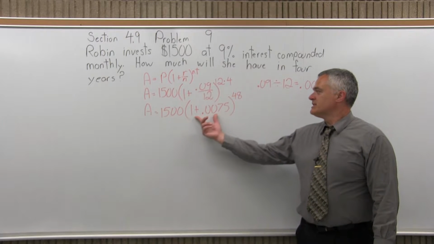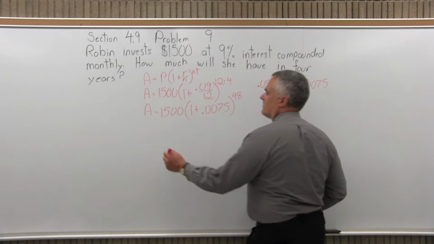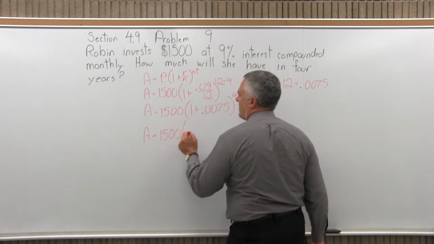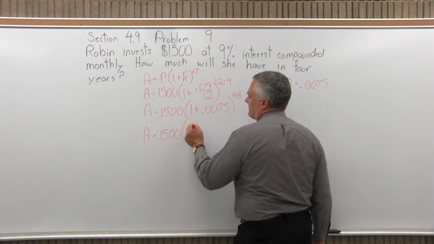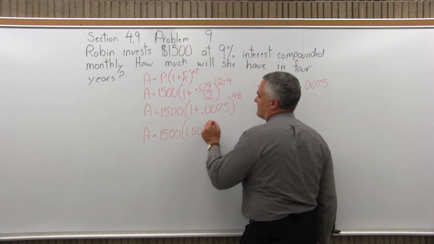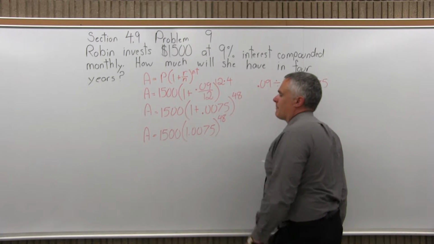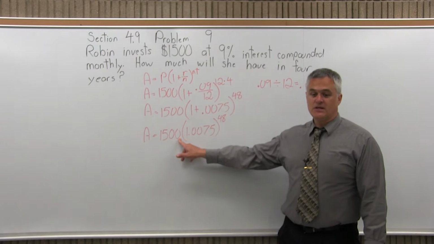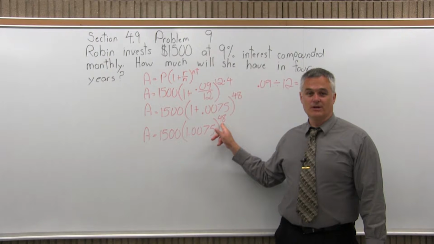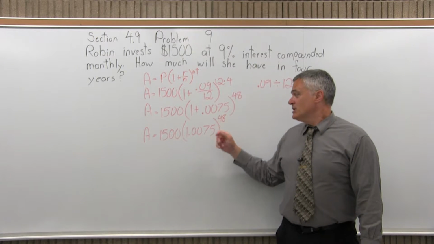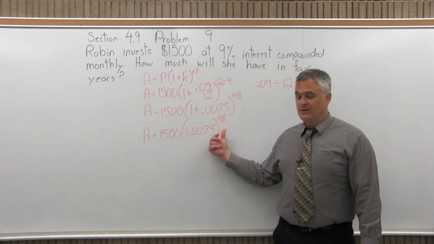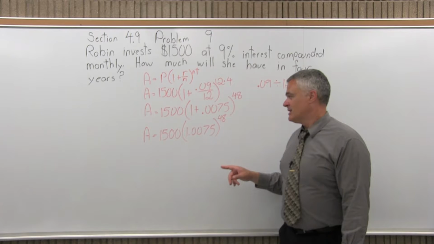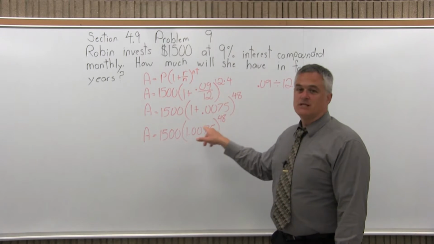Now, to finish my work in parentheses, I want to add 1 to that. That's easy to do. So the 1,500 in front of the parentheses will stay. 1 plus 0.0075 is 1.0075. And the exponent is 48. Now, at this point, we're down to 2 operations that need to be done. We need to do a multiply, 1,500 times the parentheses, and we need to do an exponent, the parentheses raised to the 48th power. So it's not the value in parentheses times 48. It's the parentheses times the parentheses, 48 times. The exponent needs to be done before the multiply.